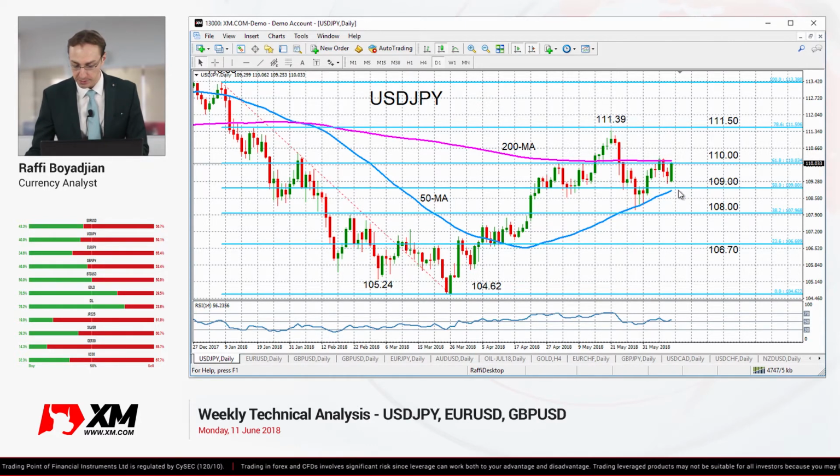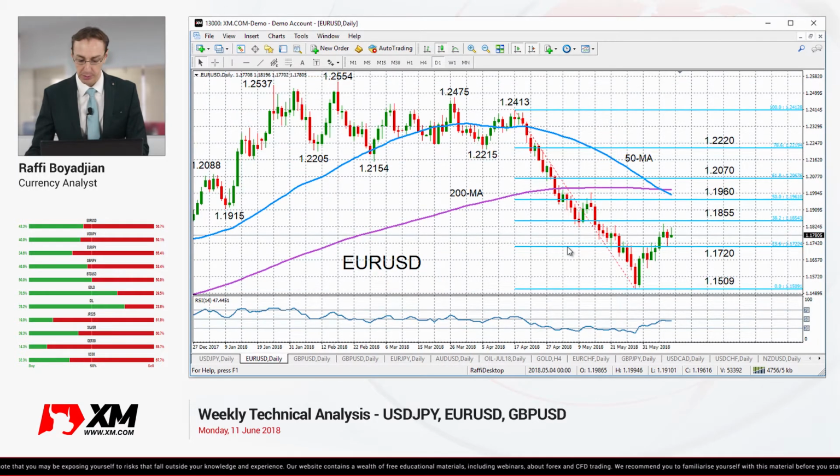To the downside, we do have immediate support coming from the 109 handle. Just below that, we've got the 50-day moving average. So a breach of that key support area there would signal a shift to a more bearish picture in the short term. And then below that, we've got the 108 handle as the next key support to watch out for.